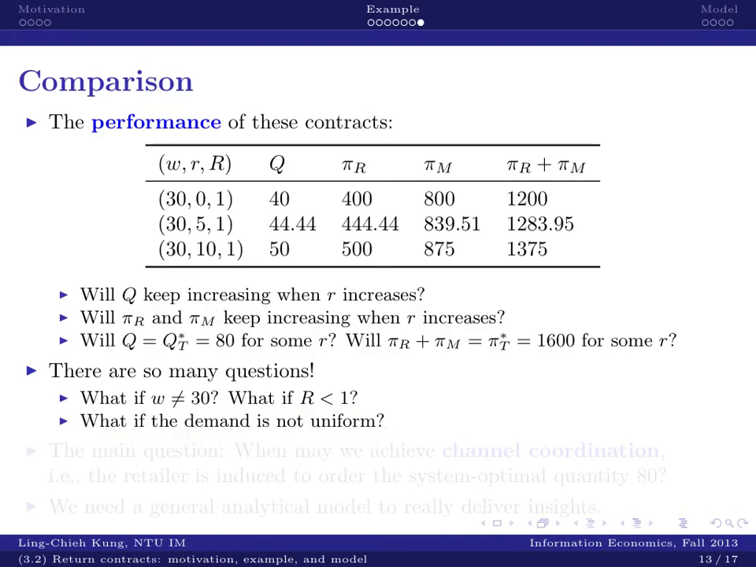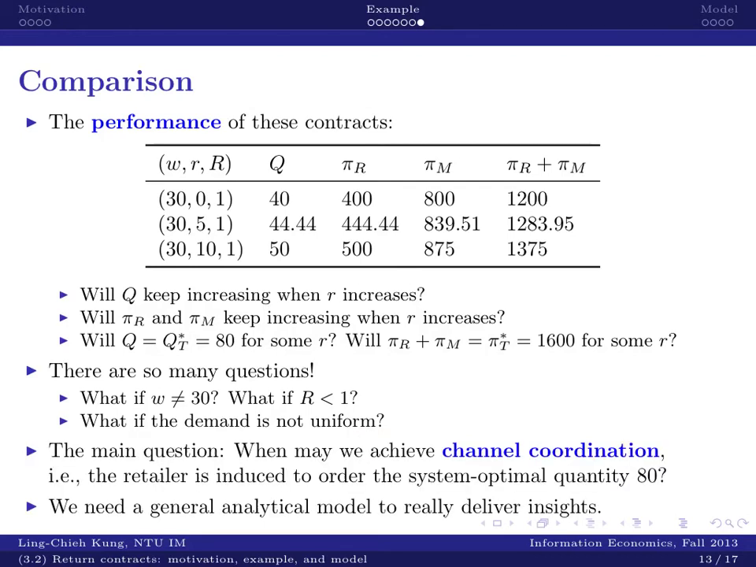what if the demand is not uniform? What if the demand is something where we know what it is, but it's so ugly? Okay. In general, under general demand functions, what will be our results? Do we still have all the results we have found in this example? For example, we showed that both firms can benefit from a return contract. Will that still be true when the demand is not uniform? We have no idea, right? So that's why we need analytical models.